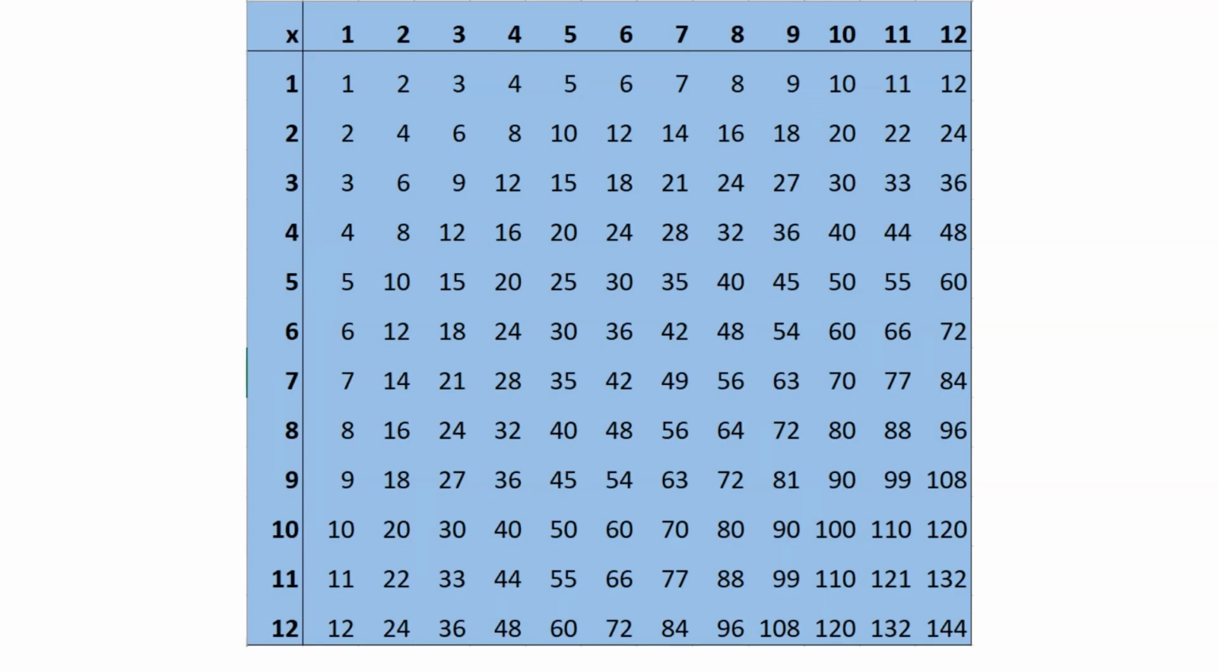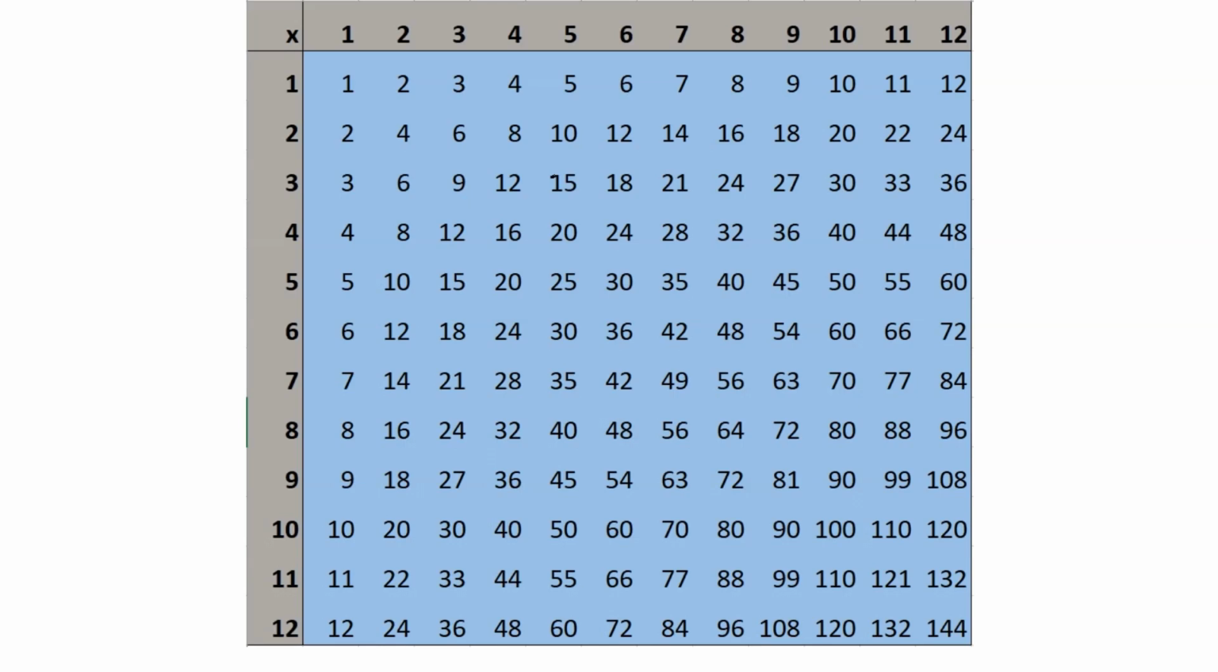And if you look, you've got this big grid. I've got the numbers from 1 to 12 along the top here, and the numbers from 1 to 12 down the left-hand side here. And, well, do you remember earlier on we looked at 5 times 6?